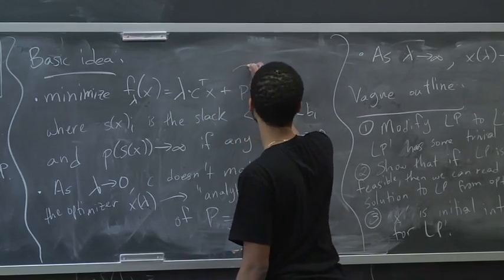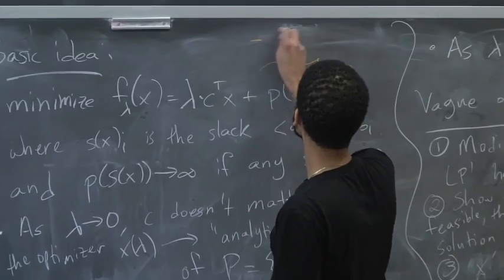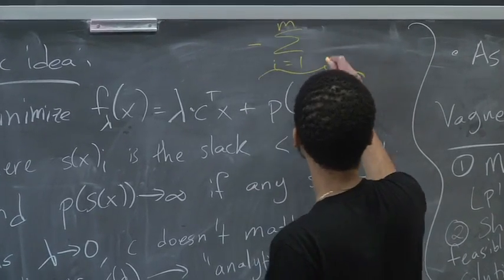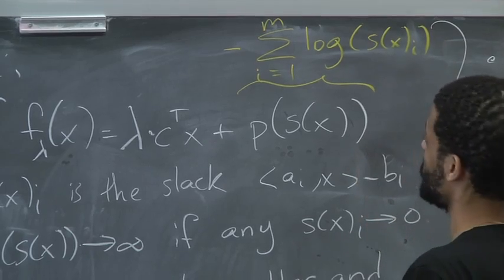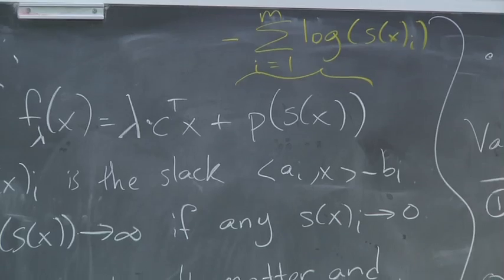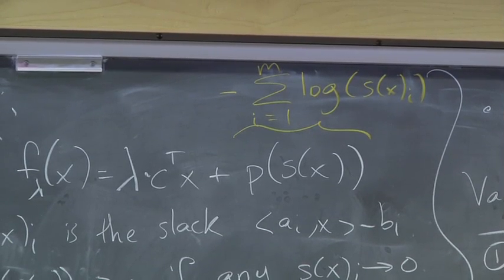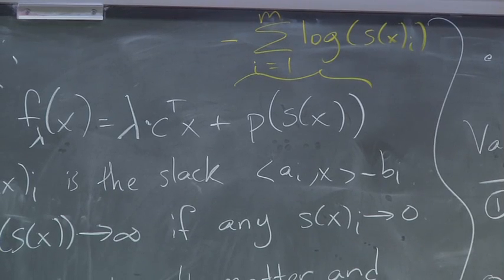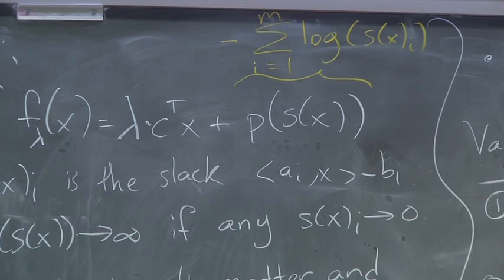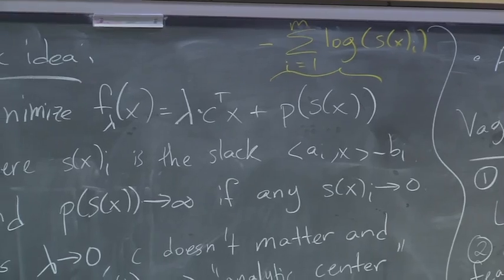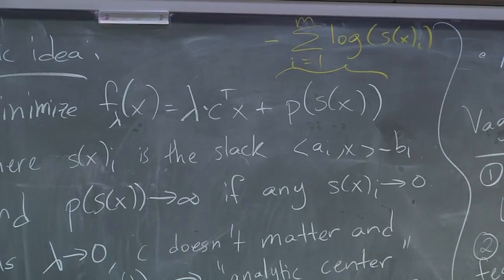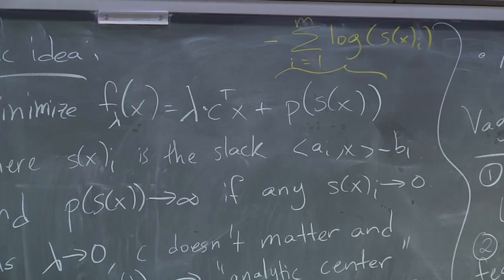So the barrier function we're going to use, let me just write this here. We're going to use minus the sum, i goes from 1 to m, of log of s_i of x. The reason we're using this is because it has certain nice properties that will make our analysis work. But it does at least fit what I said. If any of the slacks go to 0, then log of 0 is minus infinity, and there's a minus sign out there, which makes it infinity. So this function does go to infinity as any slack goes to 0, which means you're approaching the boundary.